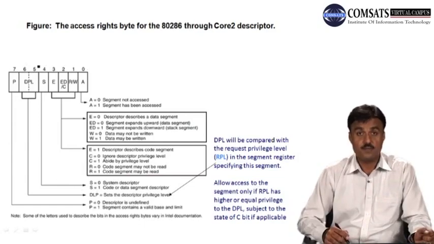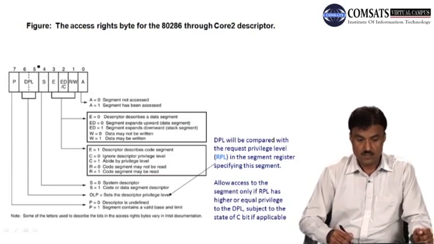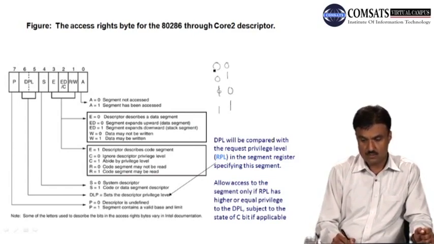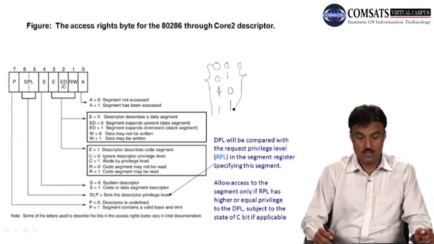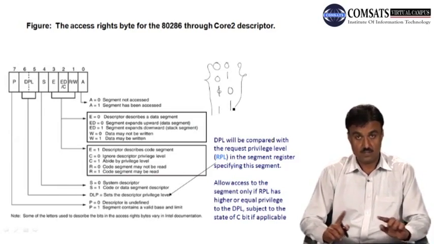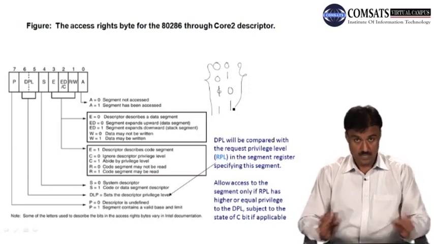There are also two bits inside the access rights byte, bit number five and bit number six. These two bits define the descriptor privilege level. Their combination can be 00, 01, 10, and 11. So these are the privilege levels. We'll discuss what those privilege levels are and so on. So these two bits set the privilege level for the segment.